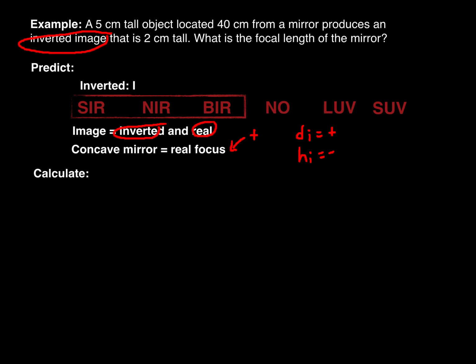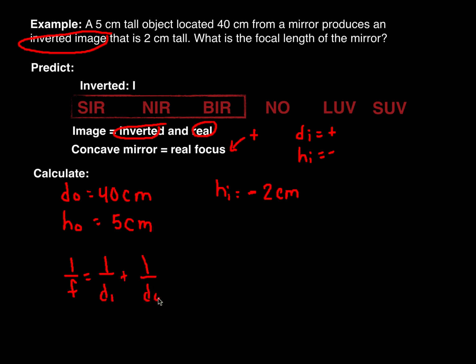Now let's do the calculations. We are given the distance for the object equals 40 centimeters. The height of the object is 5 centimeters. The height of the image is 2 centimeters, but since it's an inverted image, this is a negative value. To solve for the focus, the only equation that has focus in it is the first equation, 1/F = 1/di + 1/dO. In order to solve for the focus, we need to first solve for di. We can use the second equation to do that.